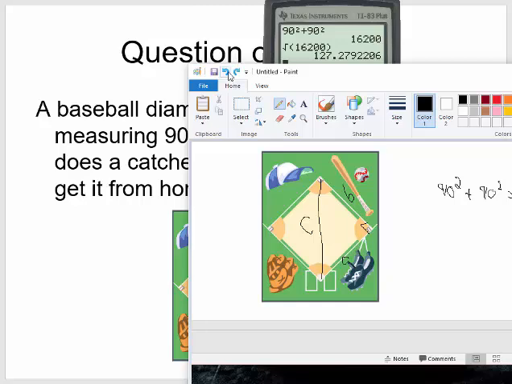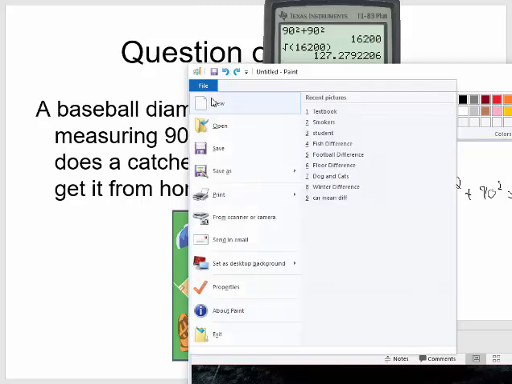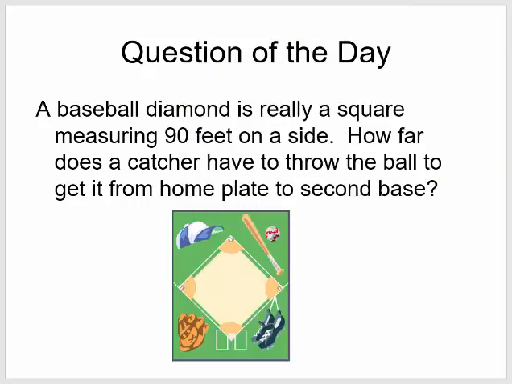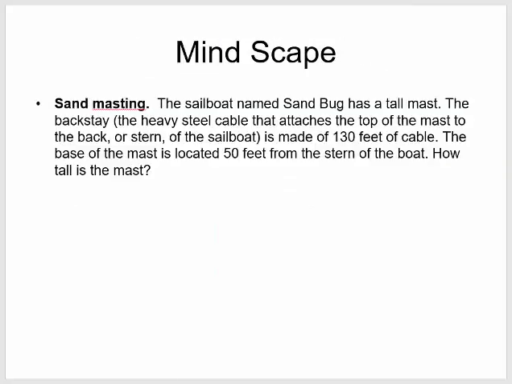All right, let's do another one here. This is a problem that's very similar to one of your homework problems. The sailboat named Sandbug has a tall mast. The backstay, which is the heavy steel cable that attaches the top of the mast to the back stern of the sailboat, is made of 130 feet of cable. The base of the mast is located 50 feet from the stern of the boat. How tall is the mast?